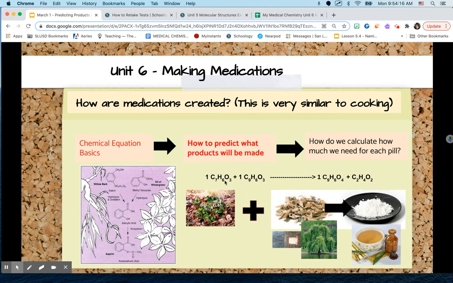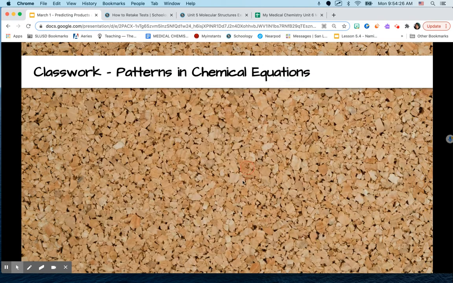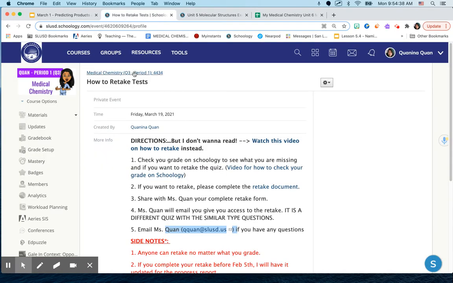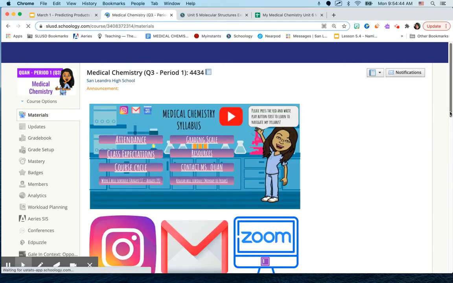So if I mix this and this without even doing the experiments, how do I figure out what I'm going to make so that I don't accidentally make something that's totally poisonous? And my goal was for you to figure that out on your own by completing the classwork. So if you go on to the main page on Schoology, or the materials page on Schoology for our medical chemistry course.